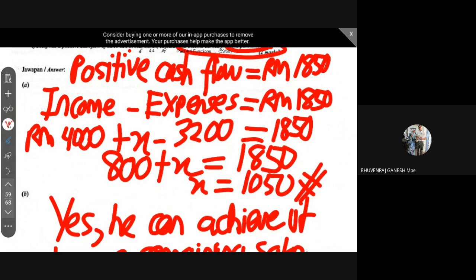So far, so good. I think some of you might be copying the working. Yes, okay, good. Can follow? Okay, good. Very good. First question done already.